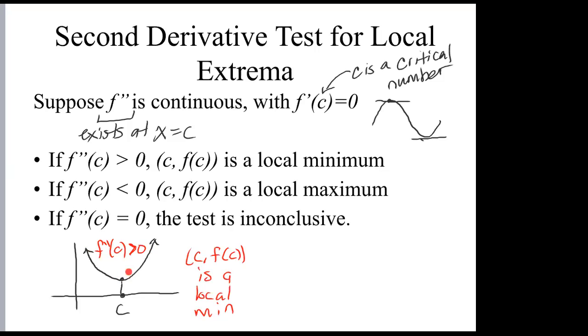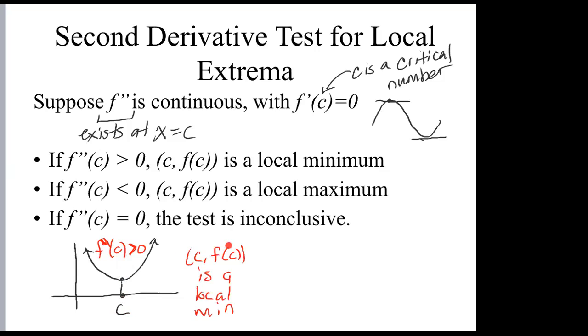So if I have these two features, that the second derivative is greater than 0, and at that particular critical point, the first derivative is equal to 0, then that classifies c, f of c as a local minimum.